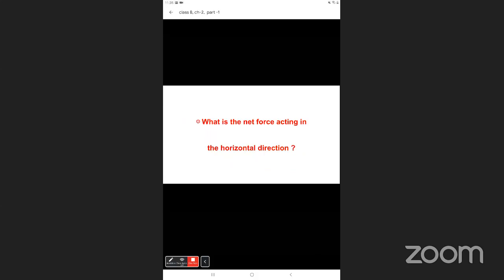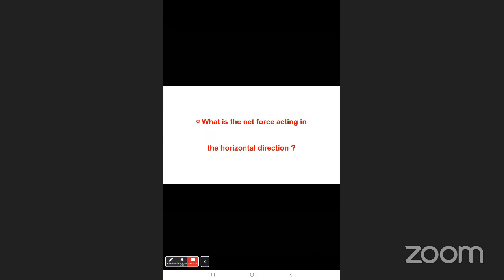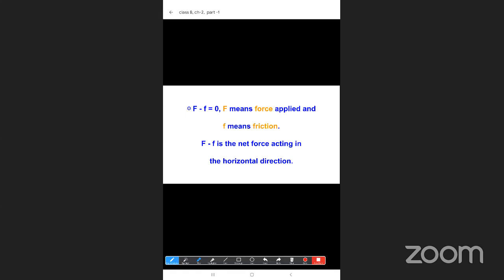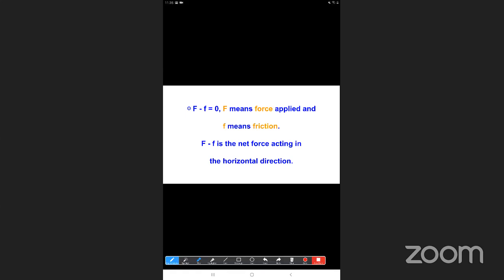So, what is the net force acting in the horizontal direction? Here, F minus f. I'm saying that here capital F minus small f equals 0. Here capital F means force and small f means friction.